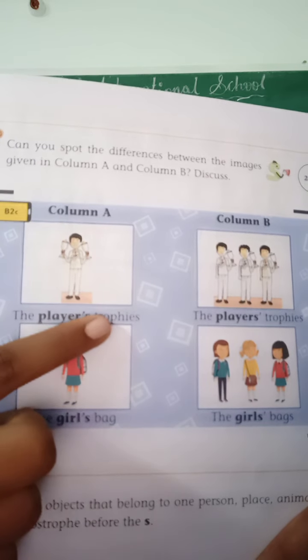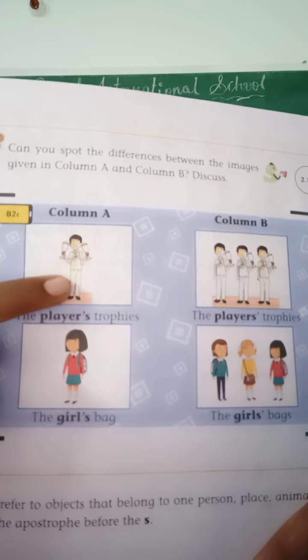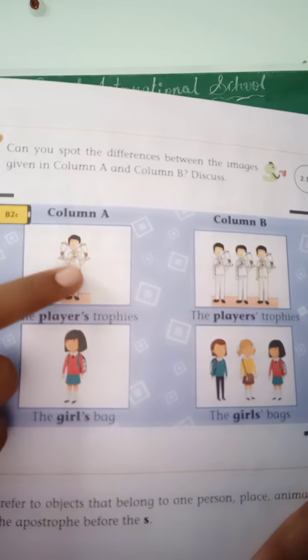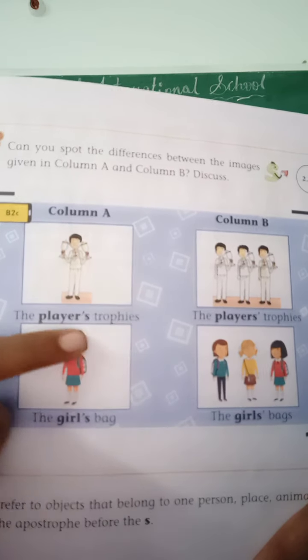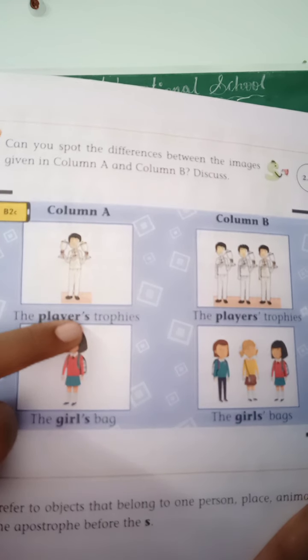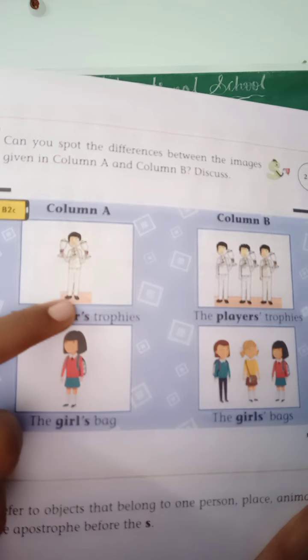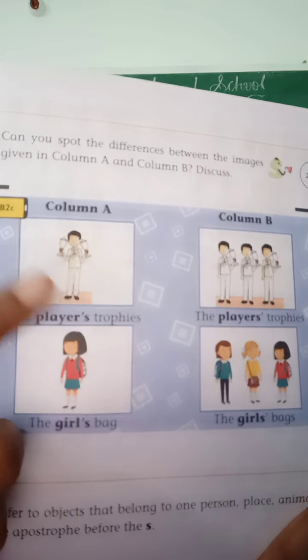The player's trophy. The player's trophy. Here how many players are there? One player. And how many trophies are there? Two. So we are keeping trophies in plural form, and here player, because these trophies belong to the player. And we are keeping the apostrophe, yes. First we keep the apostrophe and after that S.